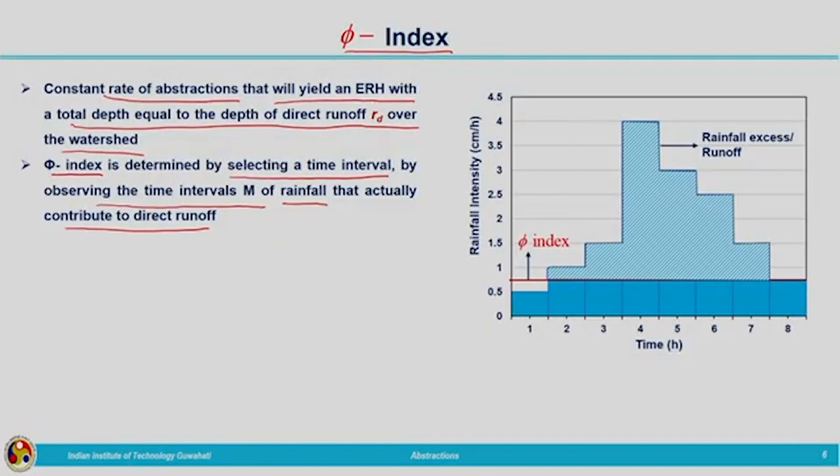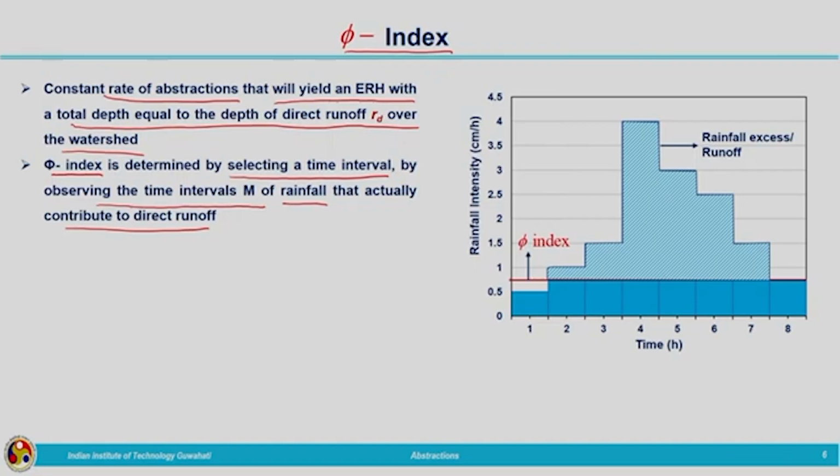Based on that, we can understand that whatever is coming above this constant rate value will be contributing as runoff depth, and below can be deducted as the abstractions. But initially we do not have the idea about the phi index value. So, what we will be doing, we will make an assumption. You can look into the figure.